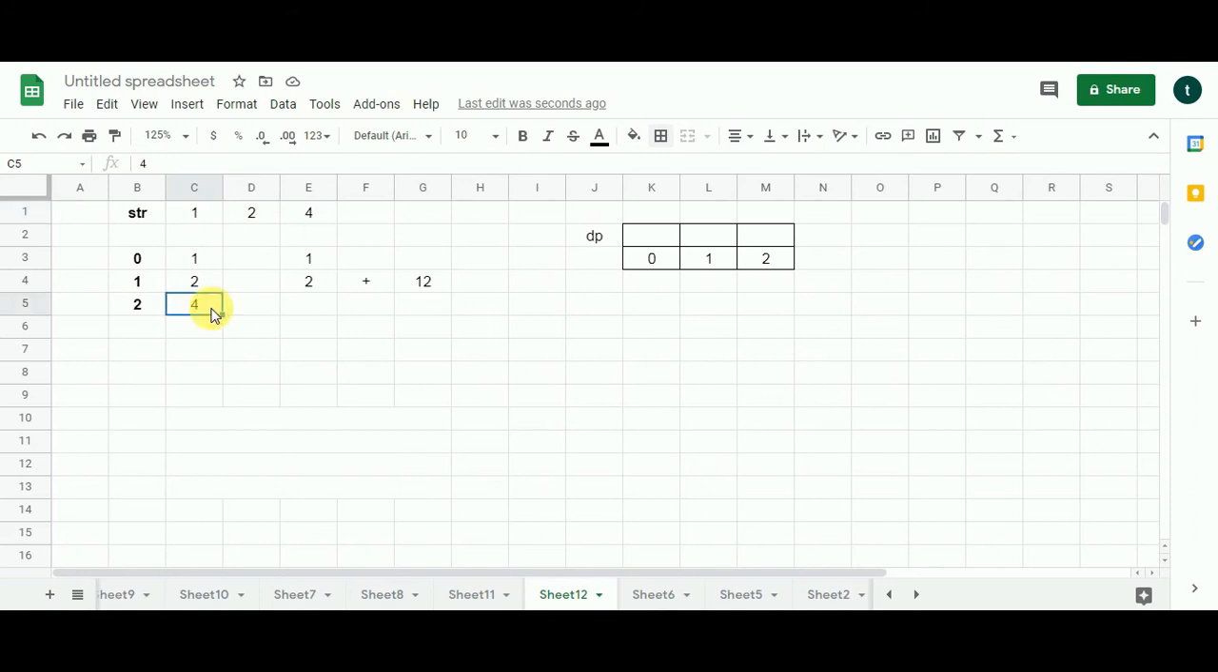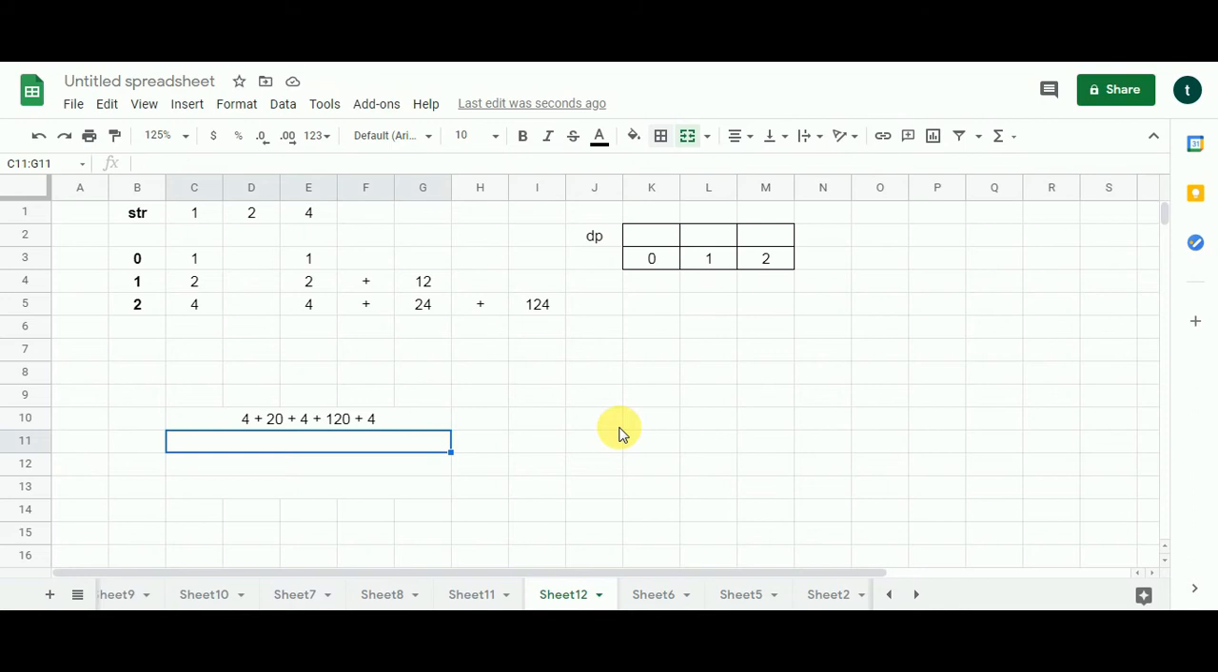Moving on to the third element, with 4 involved, how many substrings can I take out? My first substring will be 4, then I will have 24, and then 124. Now let's consider this case. Can I write it as 4 plus 20 plus 4 plus 120 plus 4? We can write this case like that.